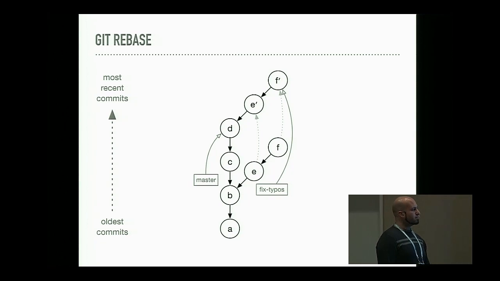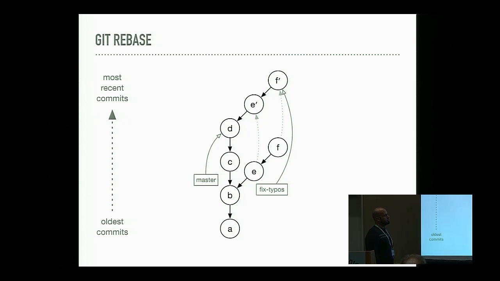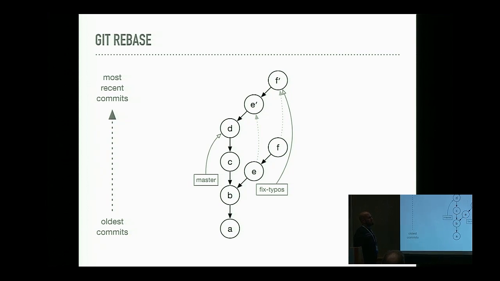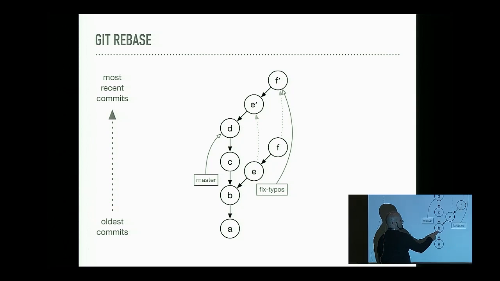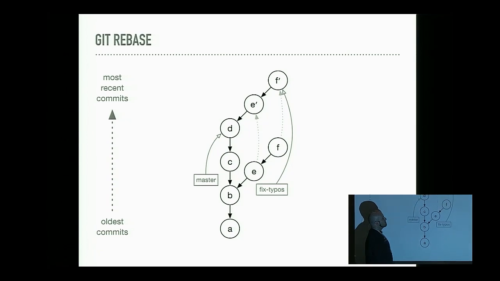Here's an example. Here's our fixed typos branch that we had before, and master is pointing at commit D. If I run git rebase onto master, starting from the fixed typos branch, then it's going to cherry pick commit E and commit F onto a new branch with commits E prime and F prime, and it's going to move the branch pointer to point at that new branch as well. Essentially, you could think of it as finding the base between these two branches, lifting up these commits, putting them down on top.